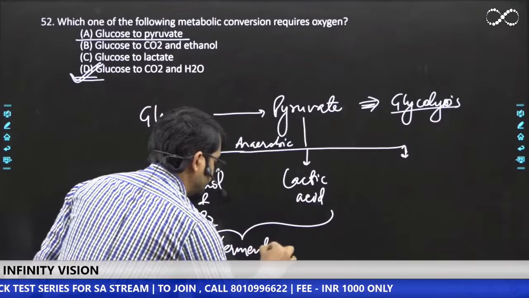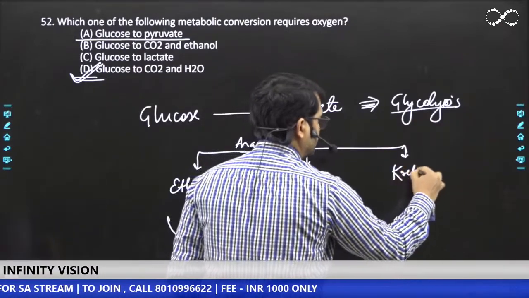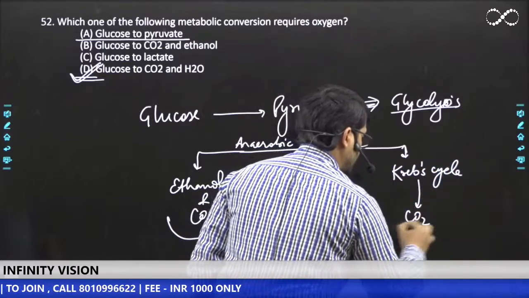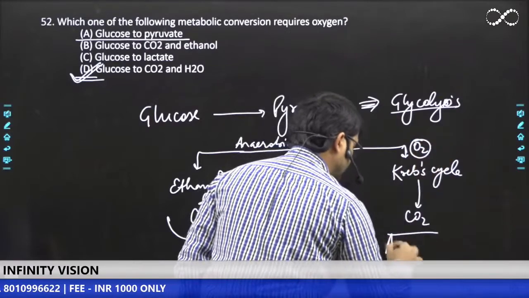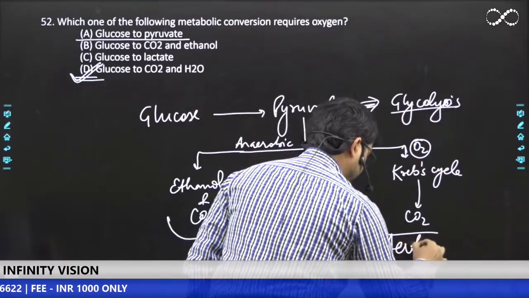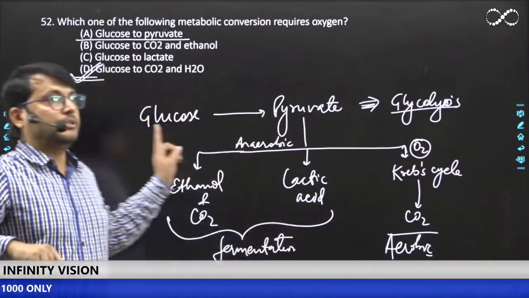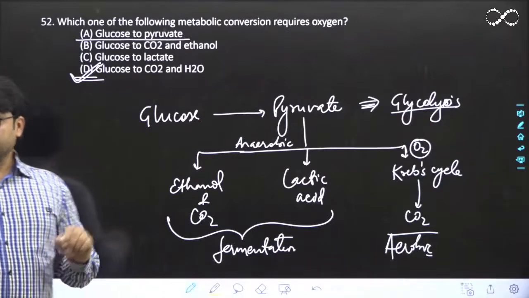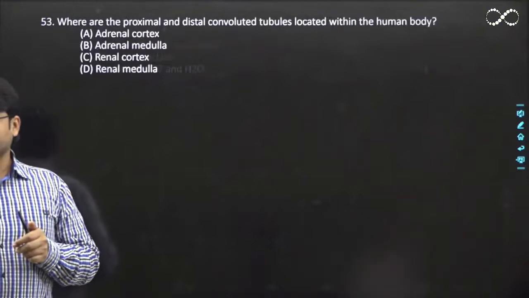Fermentation है. And if this pyruvate goes into the Krebs cycle in the mitochondria, it will be oxidized into CO2 in the presence of oxygen, of course. Okay, and this is called aerobic respiration. Very good. Impressive. So option D is the correct answer. Great. I can see all of you have given the right answer. Let's move on to the next question.